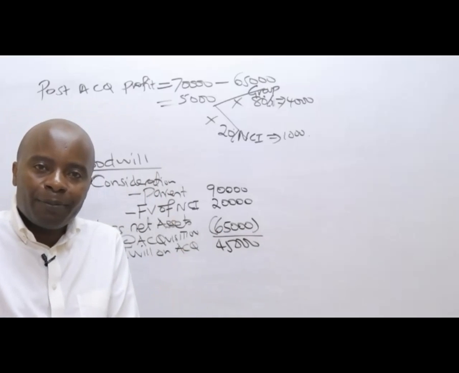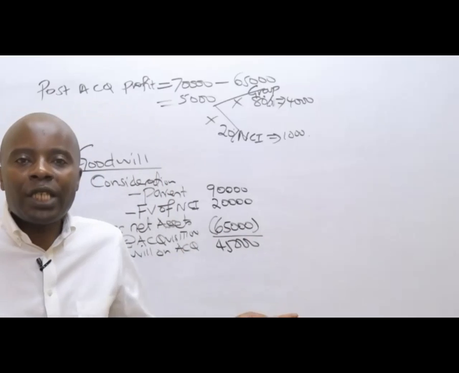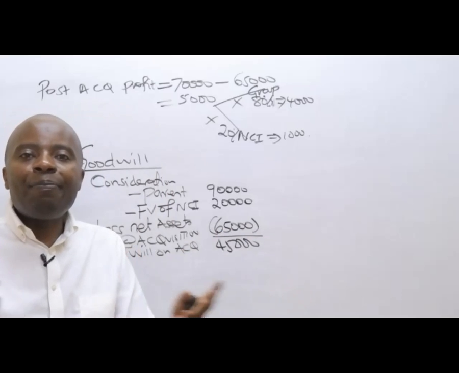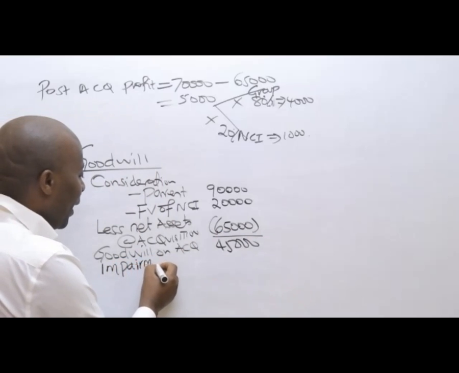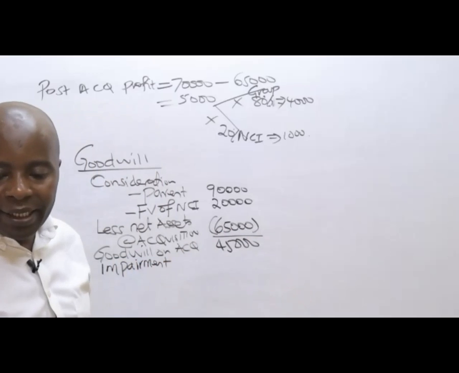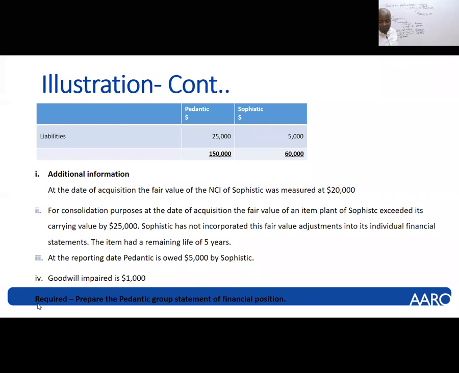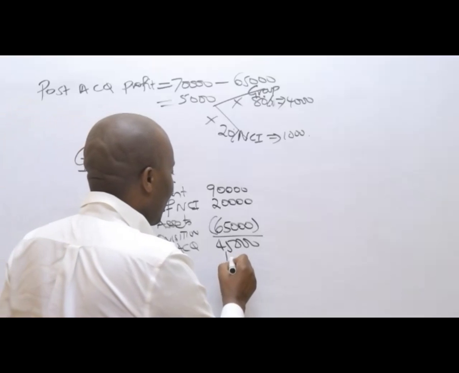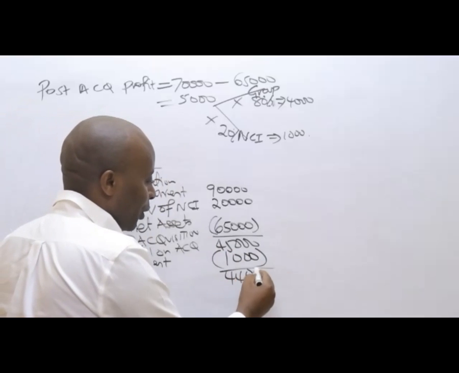Goodwill is an asset. Just like any other asset, we expect its value to reduce with time. Reduction of goodwill's value is what we shall be referring to as impairment. So we need to come and capture the impairment. This information has been given in note number 4. Goodwill impaired is $1,000. So 45,000 minus 1,000 gives us 44,000.